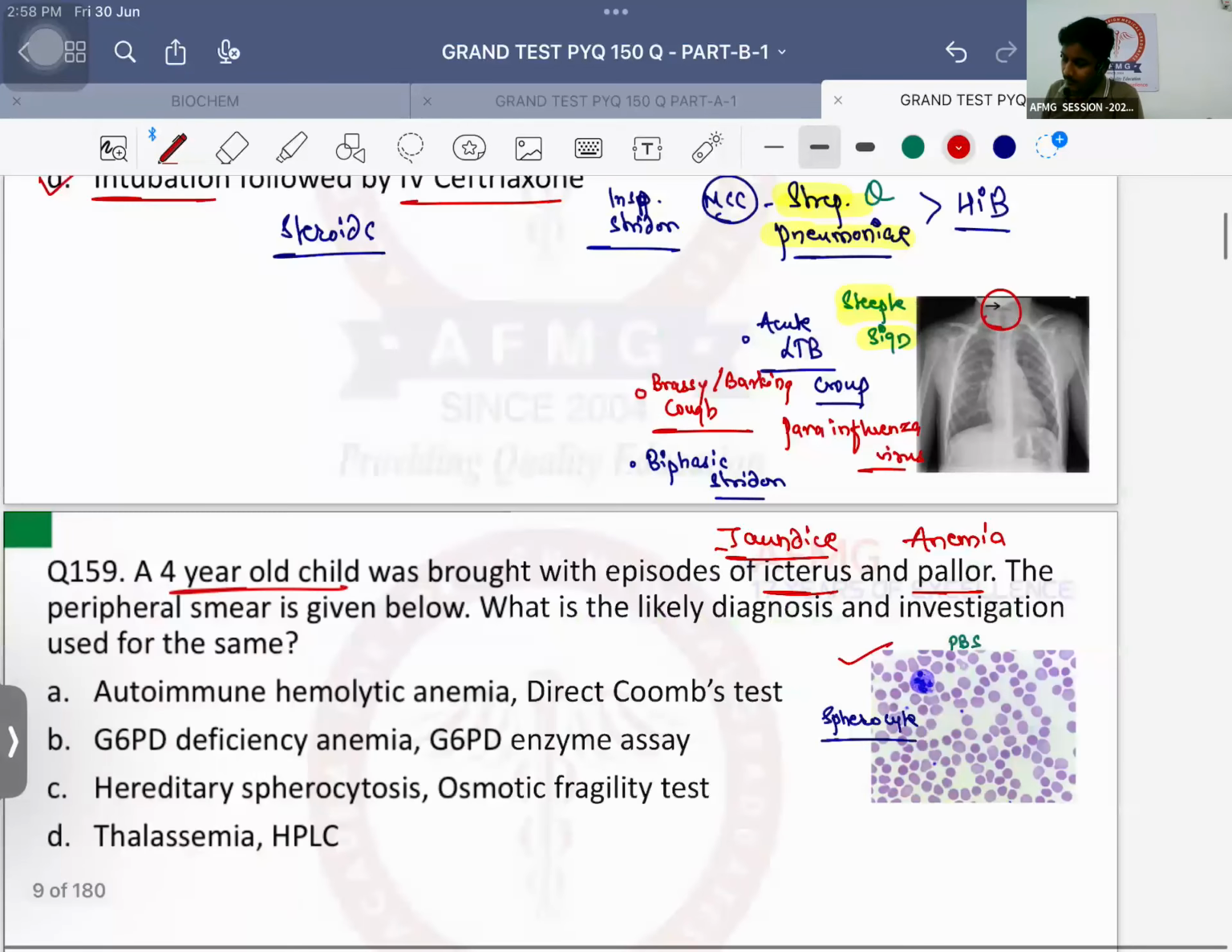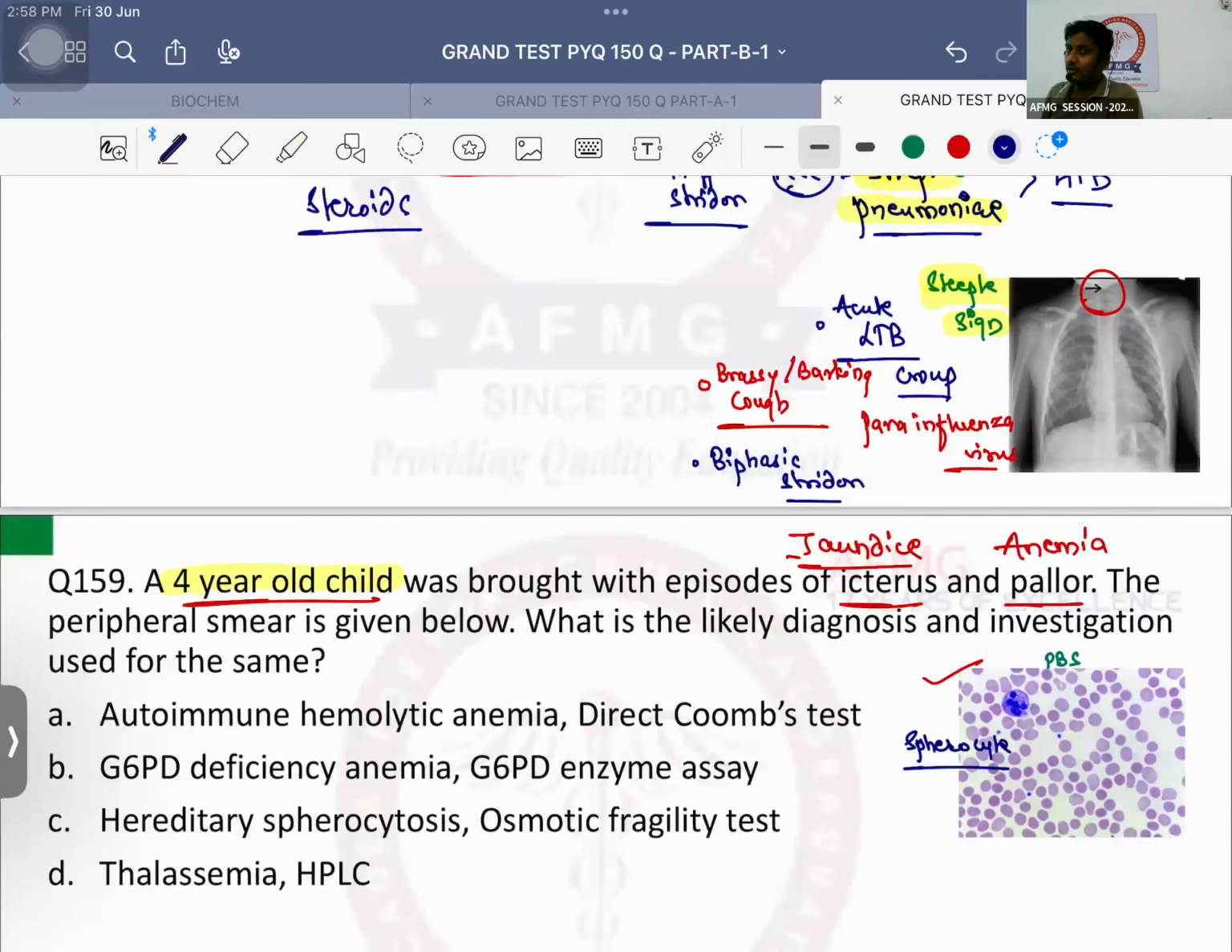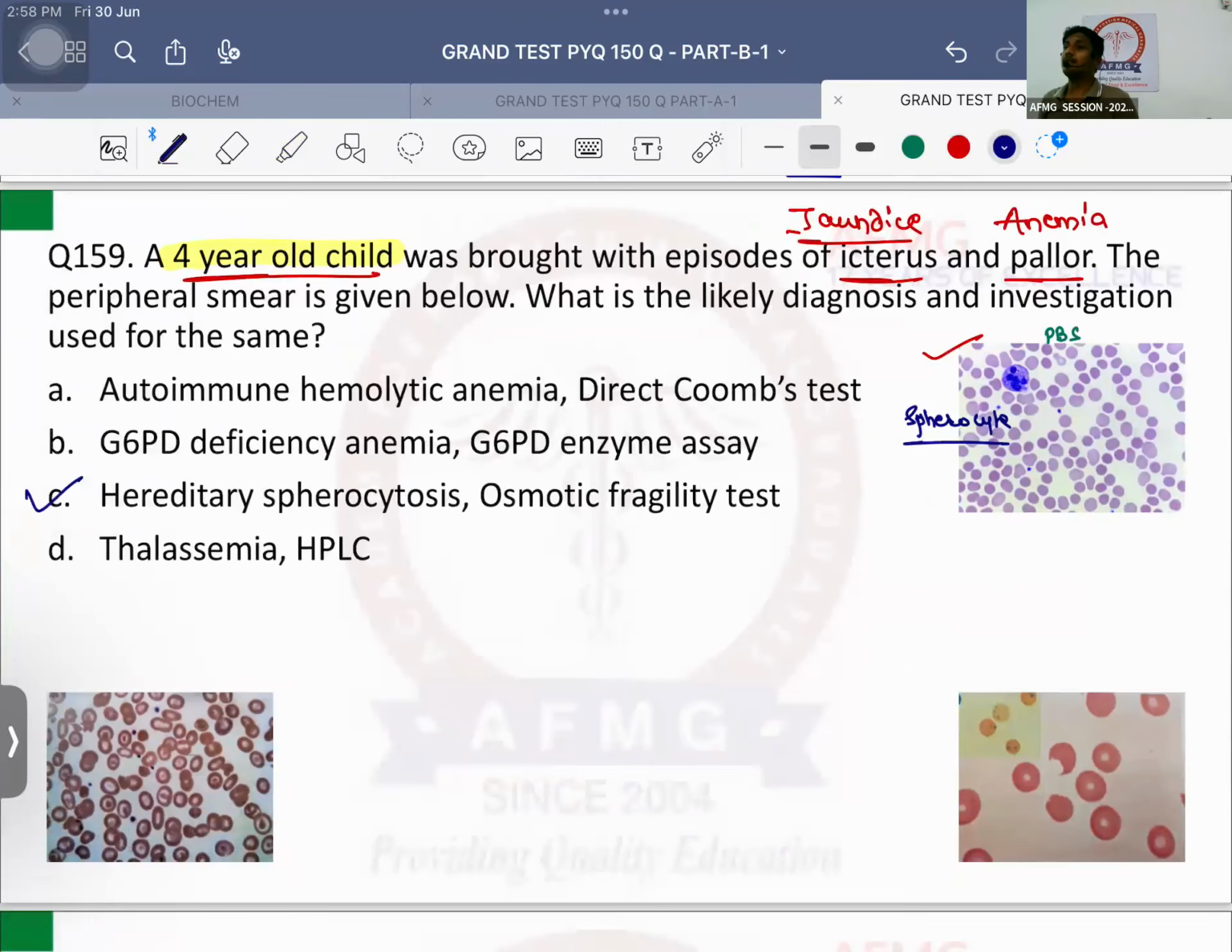यहाँ कौन है? Child है. तो likely diagnosis क्या होना चाहिए? Hereditary spherocytosis. And what is the screening test? I'm saying screening. What is the screening test? It is osmotic fragility test, also called as NESTROFT. What is NESTROFT? Naked eye single tube RBC osmotic fragility test. ठीक है? So it is an osmotic fragility test itself.